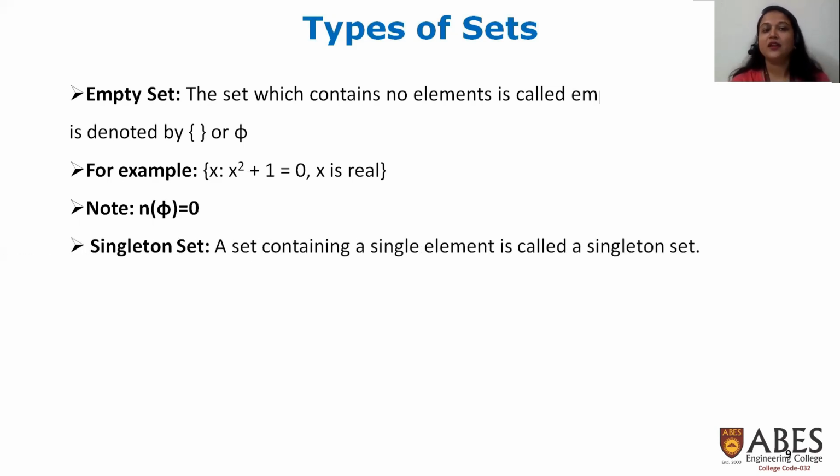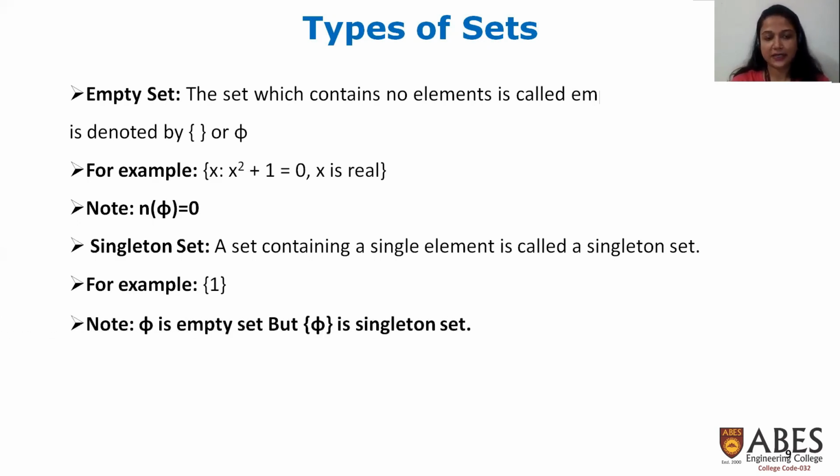Singleton set: if we increase the cardinality by 1, that means when we have one element within a set, it's called a singleton set. So phi is the empty set, but when we have phi placed in a curly bracket, it is treated as an element now, and that's why this is a singleton set.